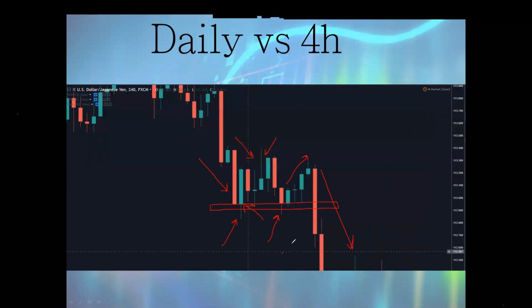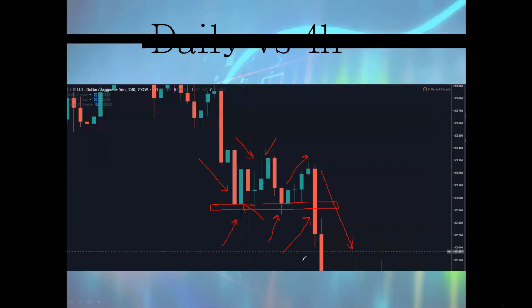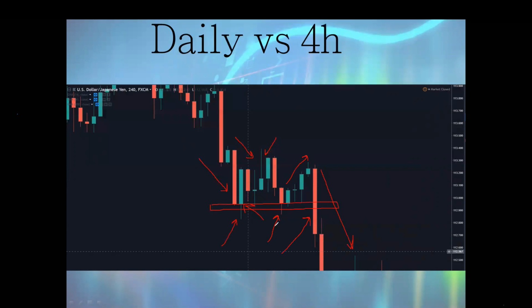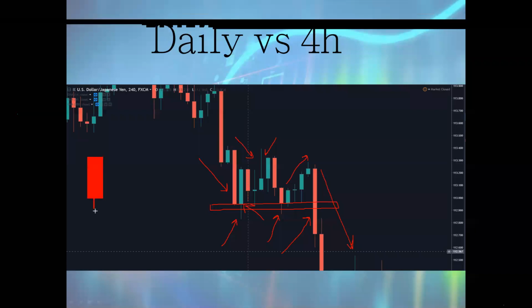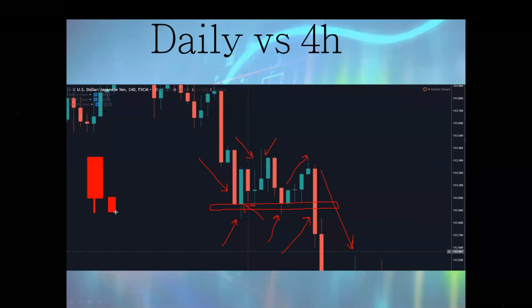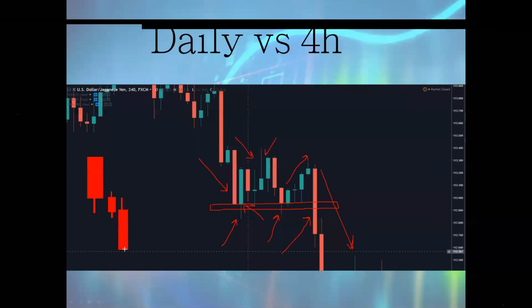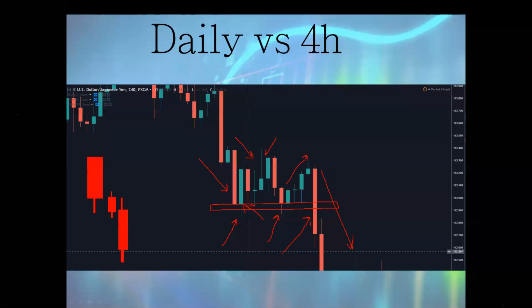We see that the 4-hour candle actually broke the support. Even on a daily, we just see something like this. Let me just draw the daily candle here pretty fast. So on the daily candle, we see something like this, and then you have a candle like this, and then you have a candle going like this. There you go, a very bad drawing, but it makes sense, right?